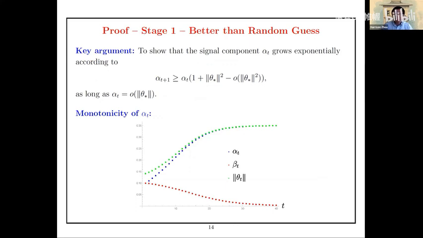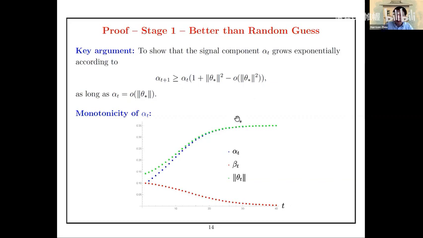In stage one, a key argument is to show that the signal component grows after each iteration. For the orthogonal component, it's very easy to show it just decays to zero. That's very easy. But the proof is hard, because of the dependence between your output and the data. It's not easy to get the order of this term there.